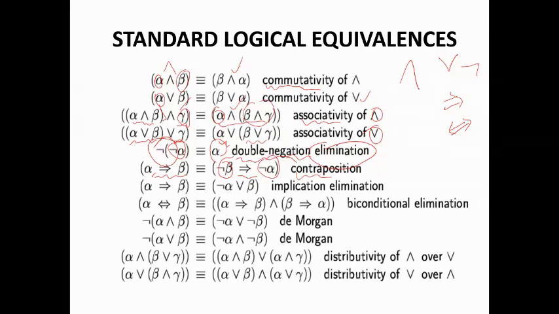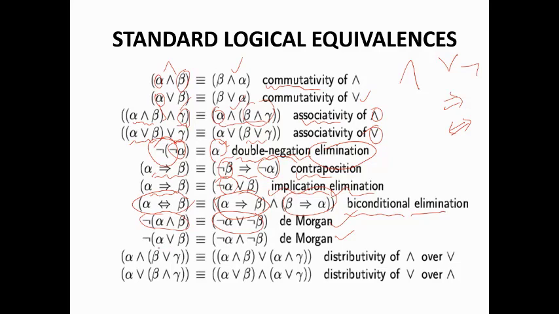This rule is called contraposition: in the same way, alpha implies beta is equivalent to negative beta implies negative alpha. Implication elimination: alpha is equivalent to beta means alpha implies beta and beta implies alpha, by conditional elimination. And also this one: negative of alpha and beta is equal to negative alpha or negative beta, De Morgan's theorem.